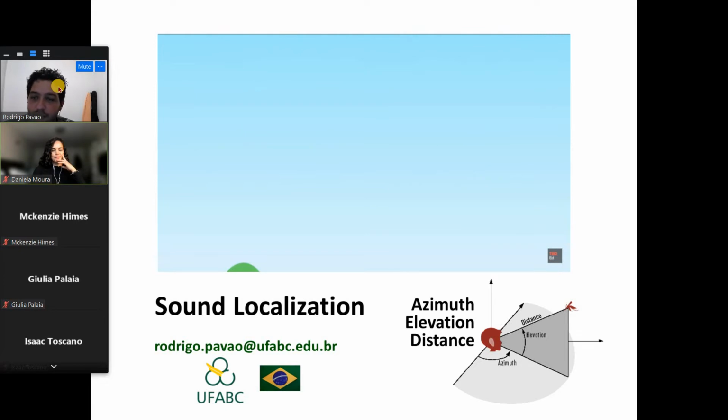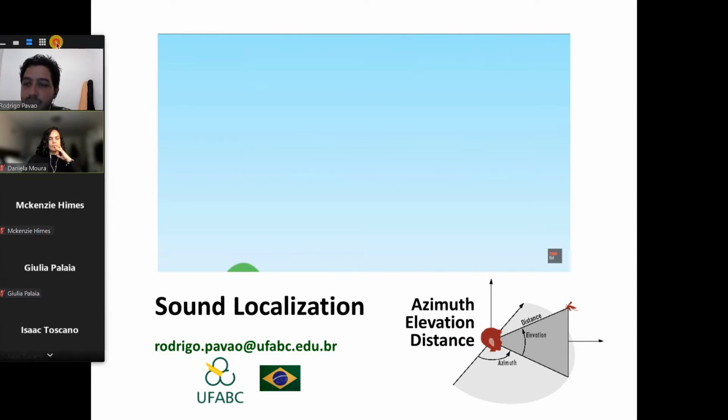I'm here to talk about this new topic that I started studying back in 2016: sound localization. It means finding the sound source across three dimensions. So check where the sound source is in the azimuth, which means left and right, elevation, which means top and down, and distance, how far it is from you. So it's mainly a perception thing.